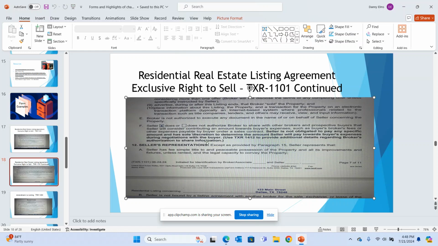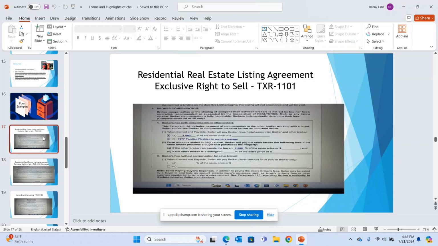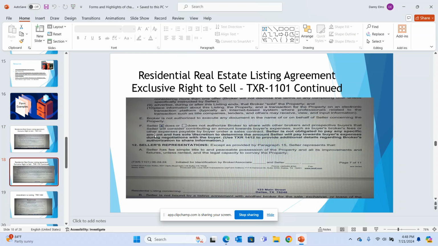So in the previous slide, I said, for example, 4 and 2. Remember, this document is between we, the broker, and the listing agent. The buyer has no concept of what is written here. But with paragraph 11F, we are saying we, the listing agent, are authorized to discuss or disclose to the buying agent that yes, the seller is offering some form of compensation.